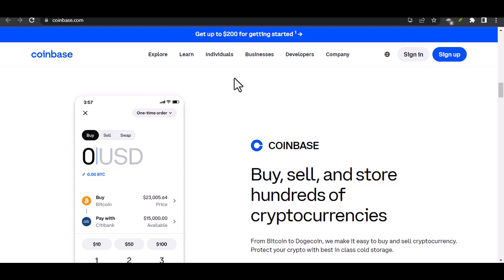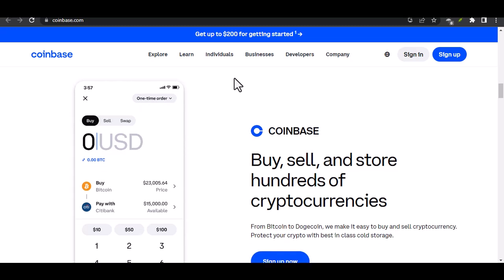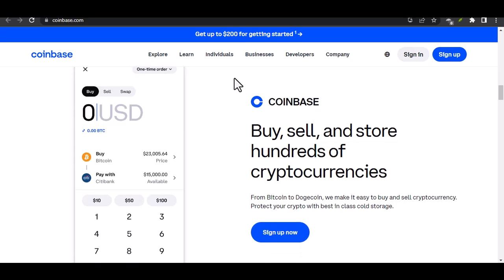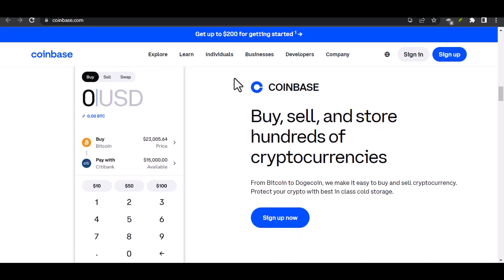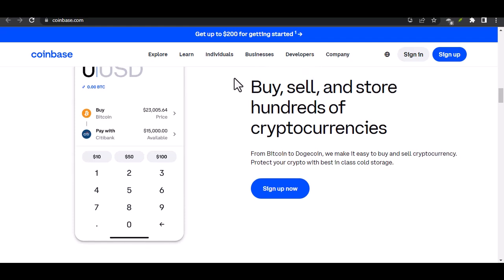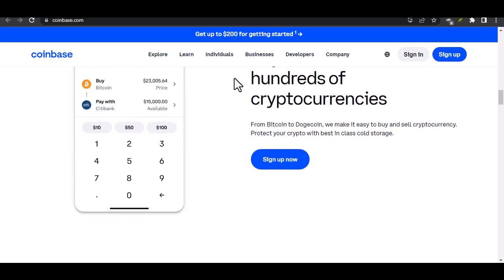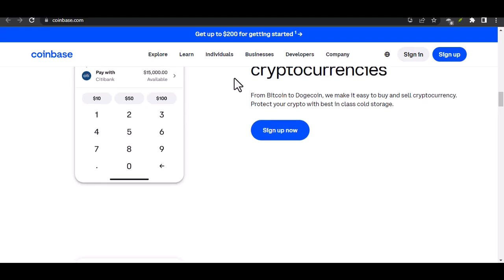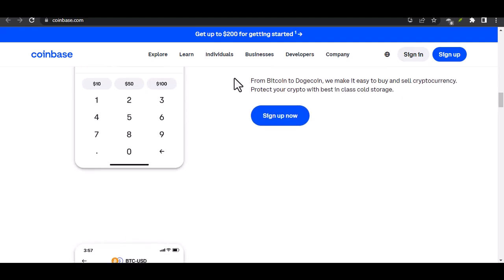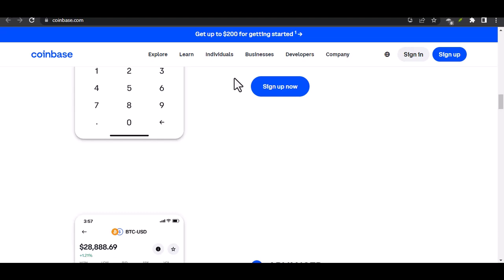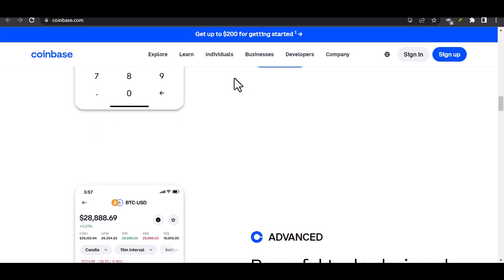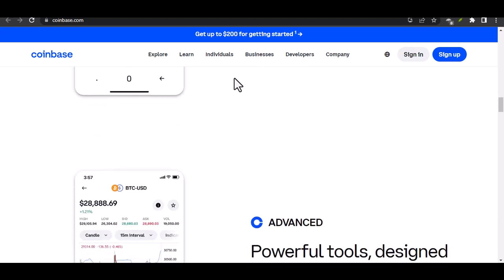Coinbase Wallet plays a crucial role in this ecosystem. It's a secure, self-custodial digital wallet that allows you to store, send, and receive cryptocurrencies. Unlike a traditional bank account, your crypto assets are not held by a third party. Instead, you have complete control over your private keys, which are like digital passwords granting access to your funds.